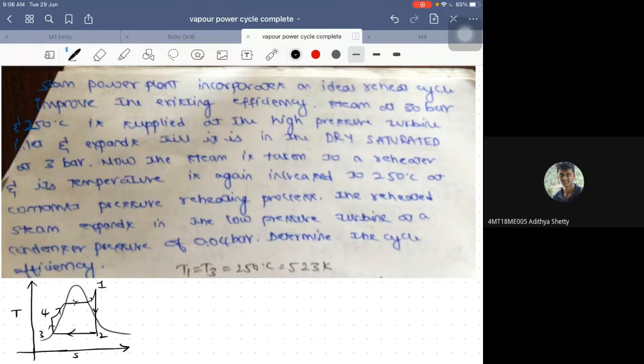It increases. What increases? The temperature. Okay.